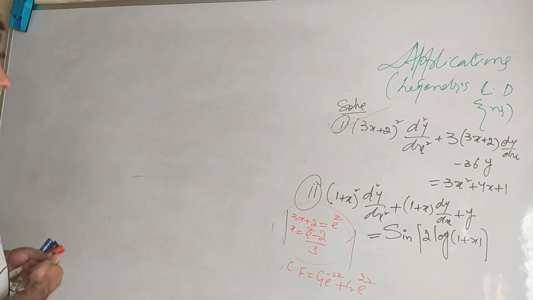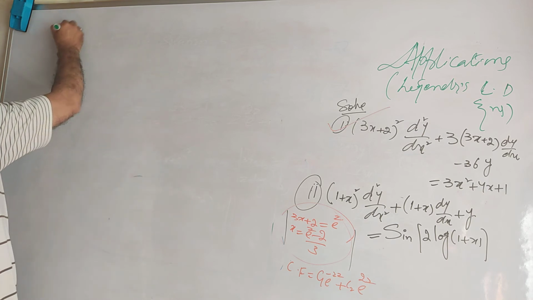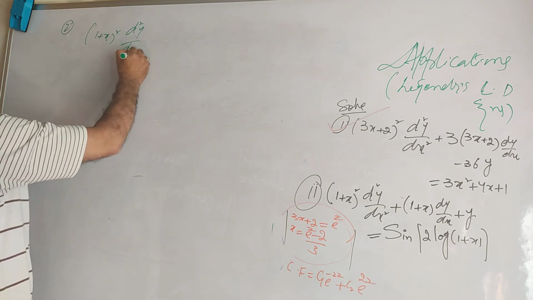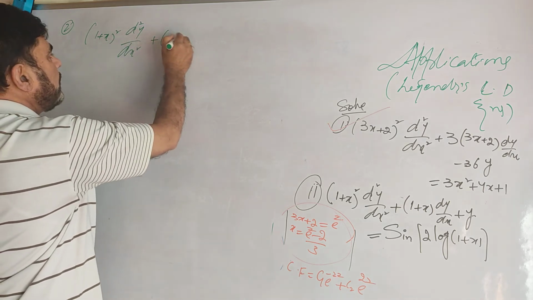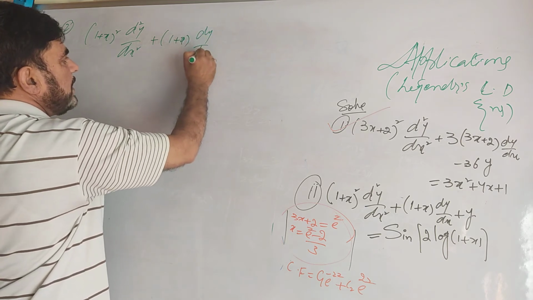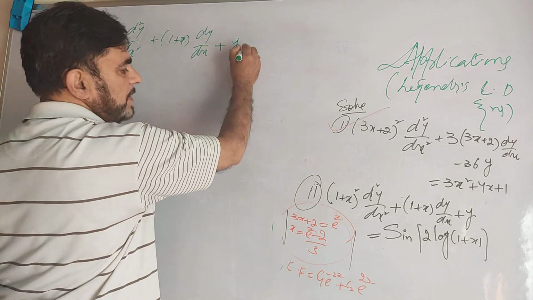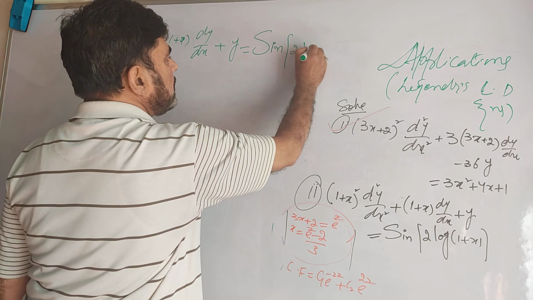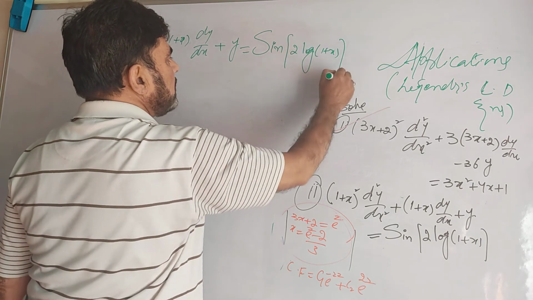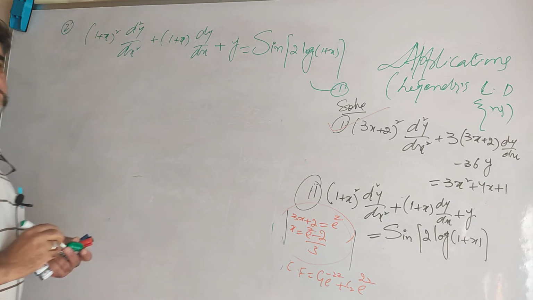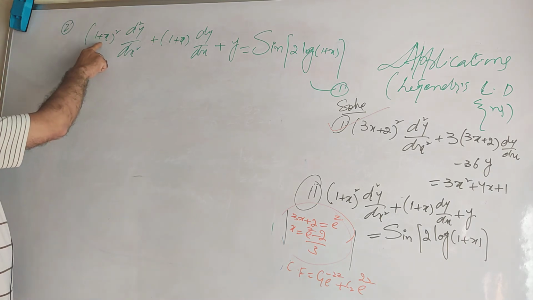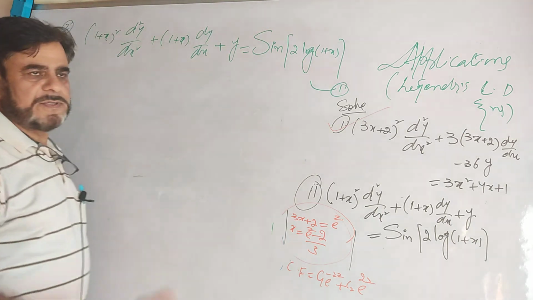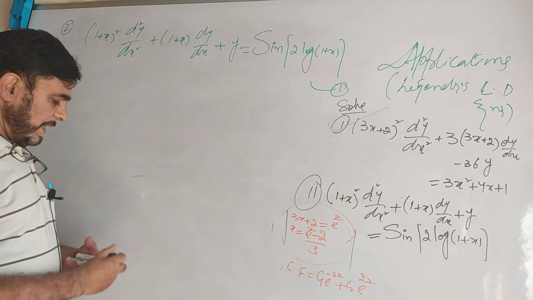Let us come here. This is problem number 2. It is (1 plus x) square d2y by dx square plus (1 plus x) dy by dx plus y is equal to sine of 2 times log of 1 plus x. This is the Legendre's differential equation here. Linear factor, square, second order, linear factor, linear, then y. Here also we don't have a cube term. You can sometimes have a cube term also. Now how do we solve it?